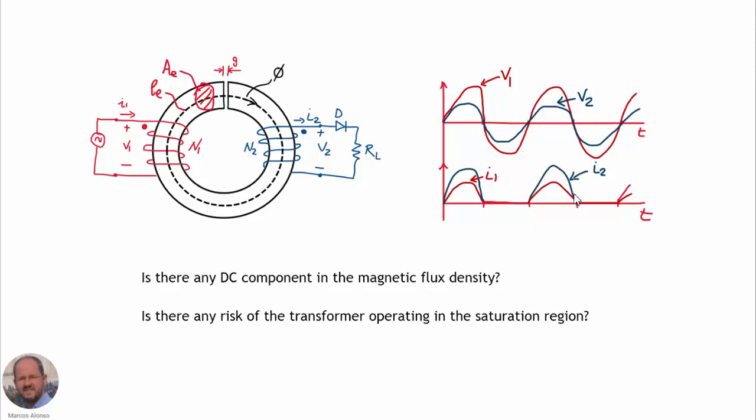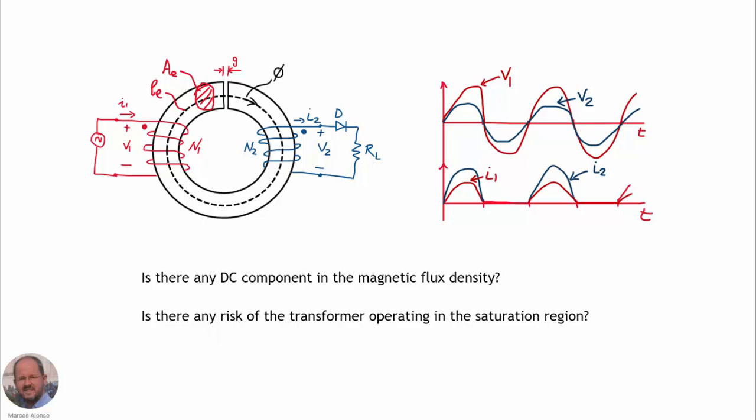However, we can see that here we have a DC current level in the currents through the primary and through the secondary. So there is a typical question here, which is the following. Is there any DC component in the magnetic flux density? And if so, is there any risk of the transformer operating in the saturation region? So it can be dangerous for the transformer to reach a saturation region and increase the current circulating through the primary, which can increase losses and decrease the efficiency of the transformer.